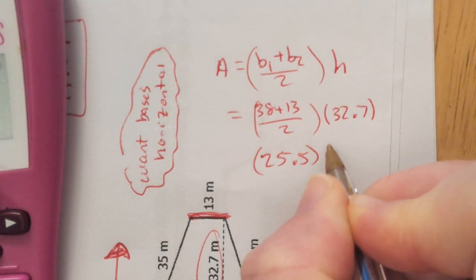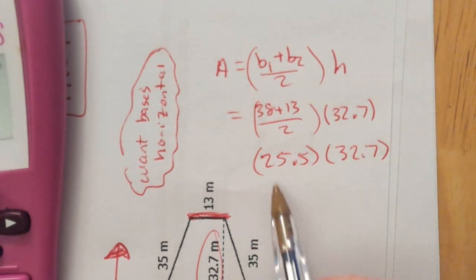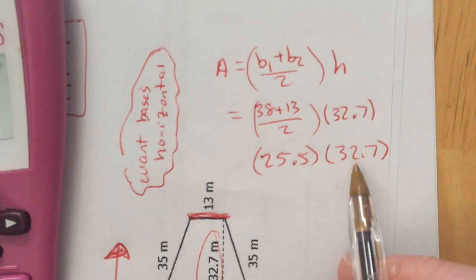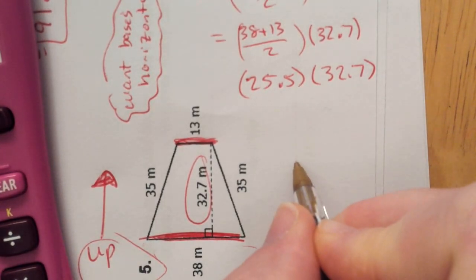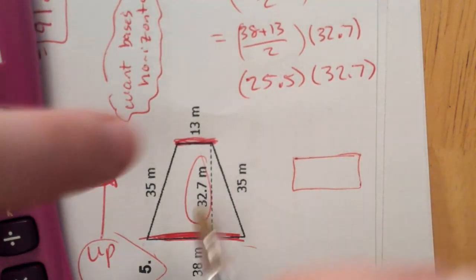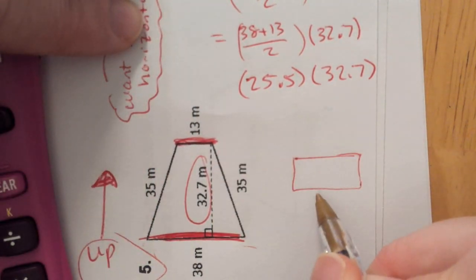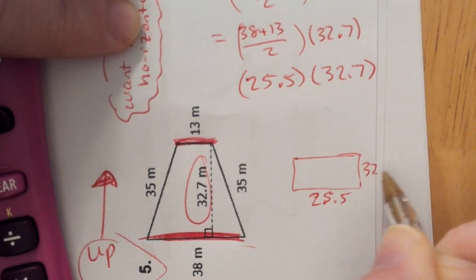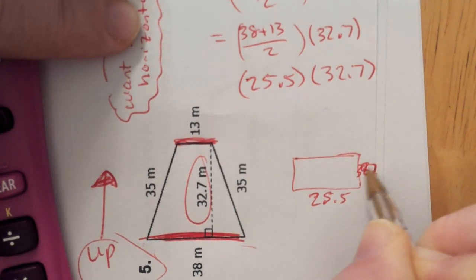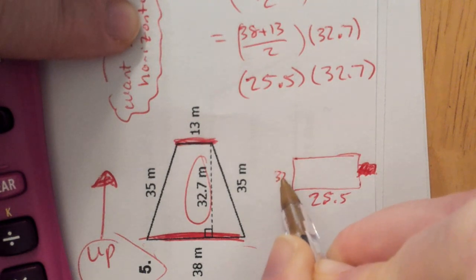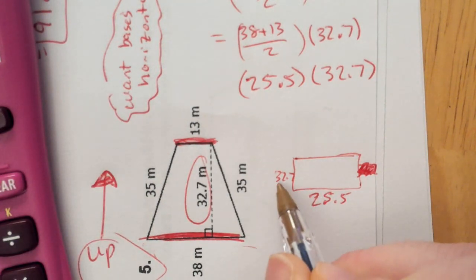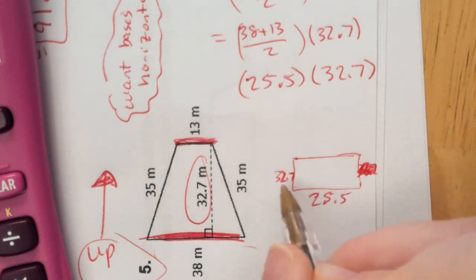Actually plug this in your calculator. You need to make sure you're using your calculator correctly. 25.5 would be the average of your bases, and this right here would be your height, 32.7. So basically what we're saying is that if we average this, it would balance out to be a rectangle. This would be a rectangle that is 25.5 by 32.7. Sorry, I ran out of room. So that's what we're saying.